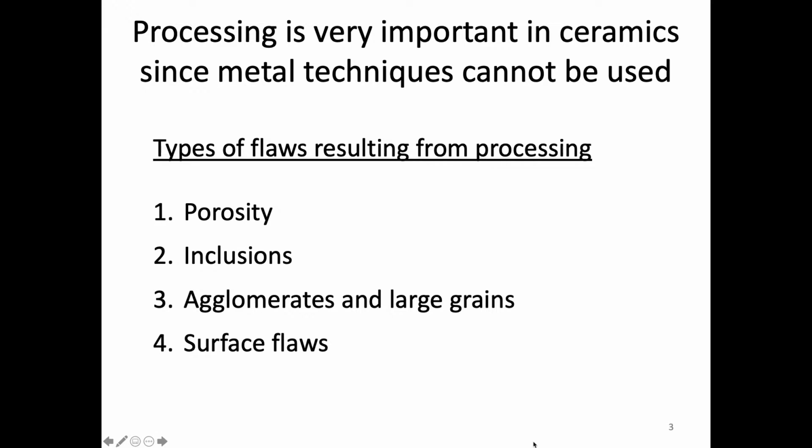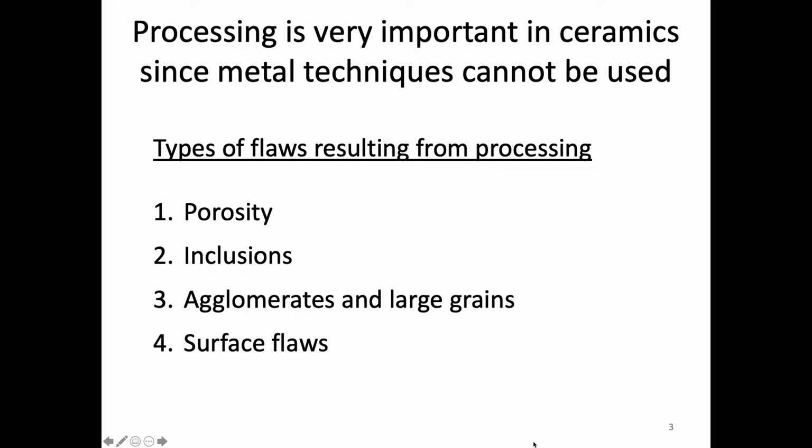All right, today we're going to talk about how defects can affect ceramic strength and toughness, and then we're also going to look at ways in which we can toughen or strengthen materials as well. All right, so in the first section here, I want to talk about processing and some of the things that can cause flaws during processing.